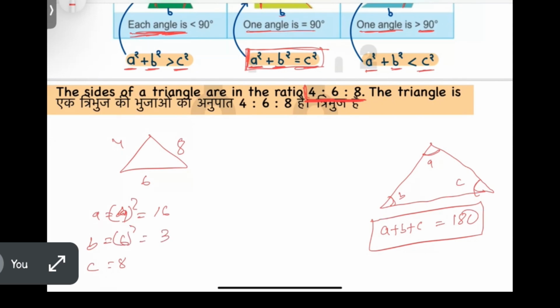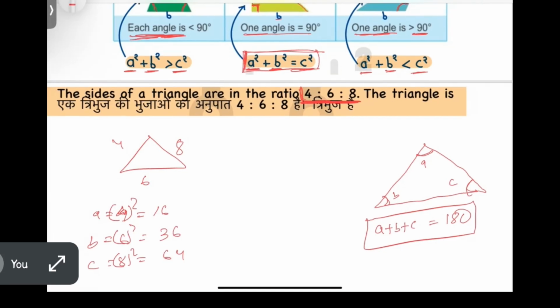6 square is 36, and this is the whole square. That means c square is how much? I mean, 8 square is 64. So if you cross check, let's check: a square plus b square, 16 plus 36 is how much? 52. That means the sum of these two terms is less than the square of this one, which simply means a square plus b square is less than c square.